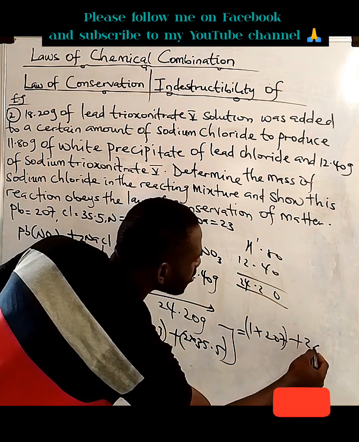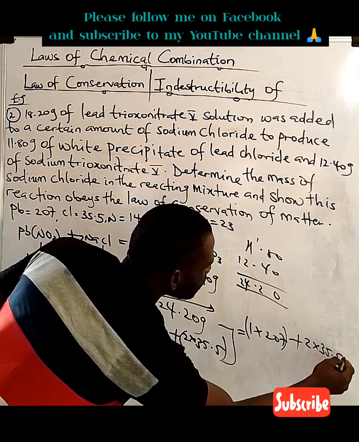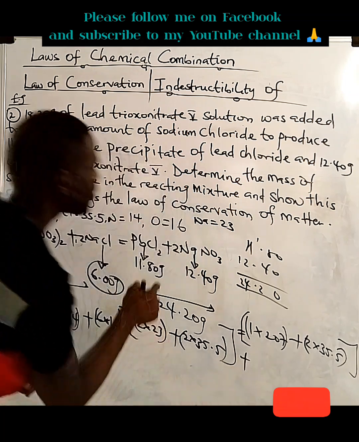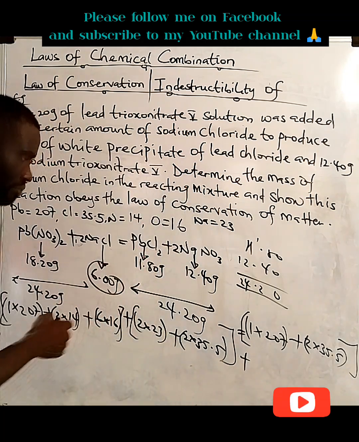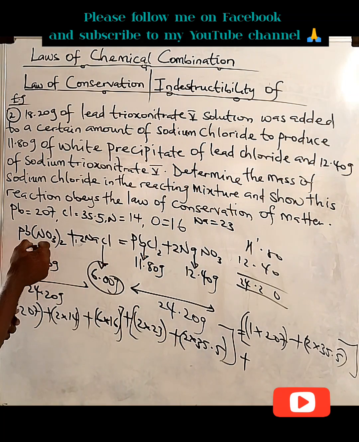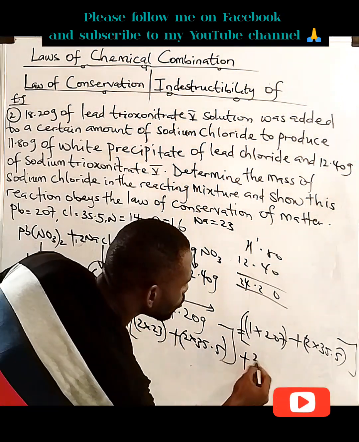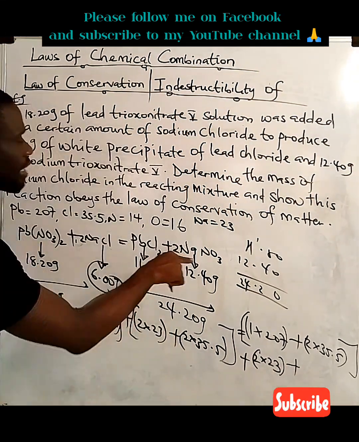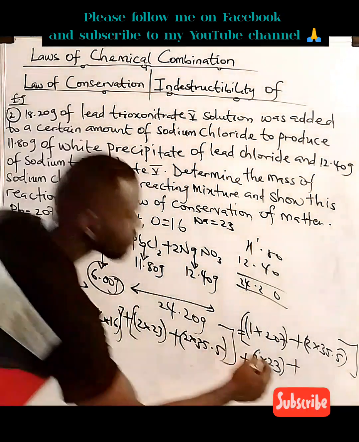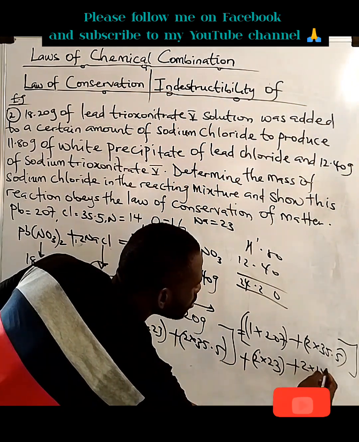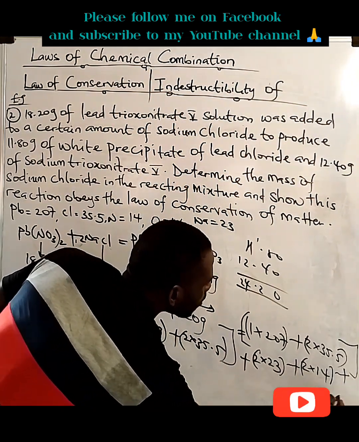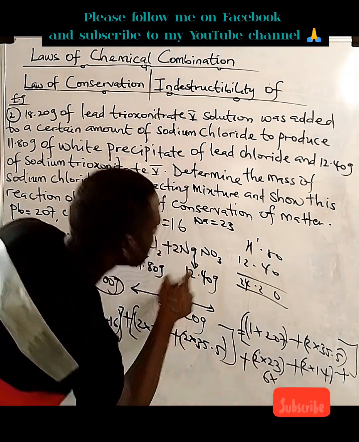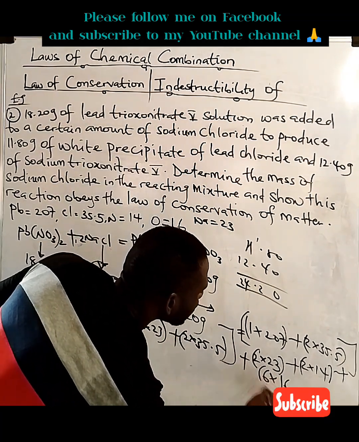Then plus the chlorine is 2 times 35.5. Okay, so that's beautiful. Then plus the other one, sodium is 2 atoms. That's 2 times 23 sodium. Then plus nitrogen is 2 atoms, so 2 times 14 for nitrogen. Then plus oxygen is 6 here, 6 times 16 for oxygen.